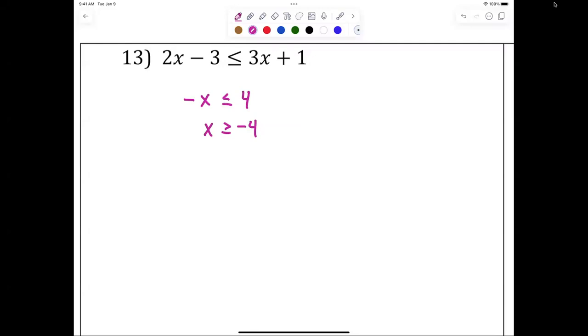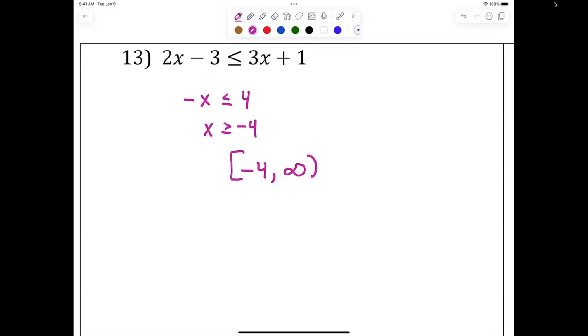So where am I starting now? Negative 4, and I'm heading where? Infinity. Parentheses where? And bracket at. All right, my people who were not here yesterday, please let me know if that's not making any sense.